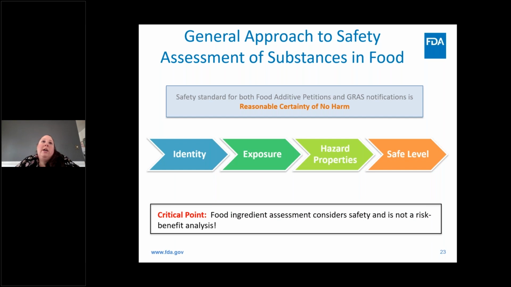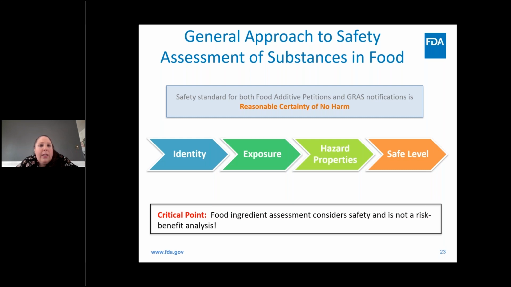So when approaching the safety assessment, the toxicologist is trying to decide if the data support a conclusion that there is a reasonable certainty of no harm to the consumer. And because we're focusing on consumption under specified uses, remember, it's the intended use of the substance and not the actual substance itself that we're reviewing.